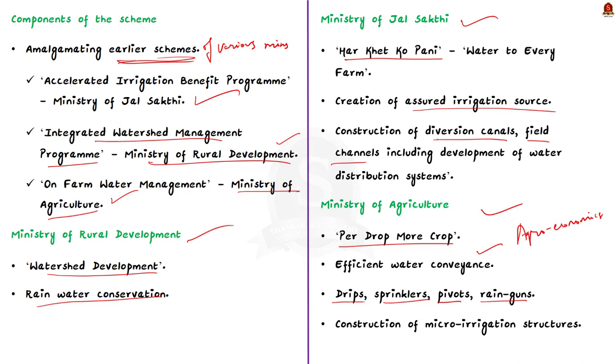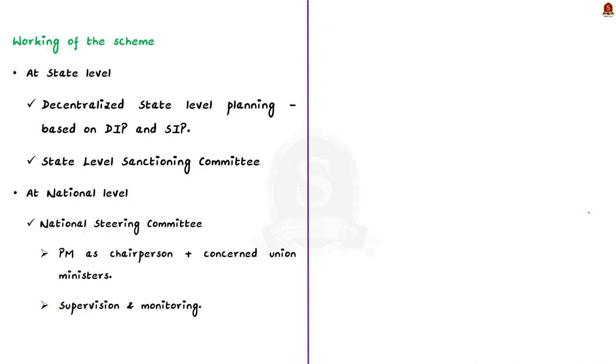Now let's see about the working of this scheme. See, the program architecture of PMKSY will adopt a decentralized state-level planning that will allow states to draw up their own irrigation development plans based on district irrigation and state irrigation plans. The state-level sanctioning committee chaired by the chief secretary of the state will be vested with the authority to oversee its implementation and sanction projects.